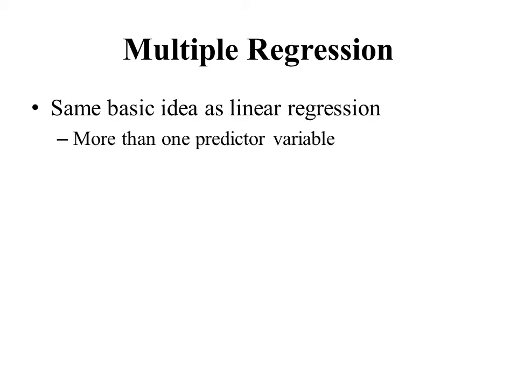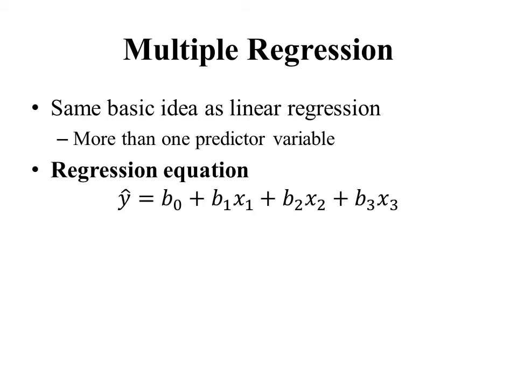Multiple regression has the same basic idea as linear regression. The only difference is that there's going to be more than one predictor variable. There's still going to be just one response variable, but we're going to have more than one predictor variable. And we're going to get a regression equation that looks very similar to what we had in Part B, except that there's going to be more terms.